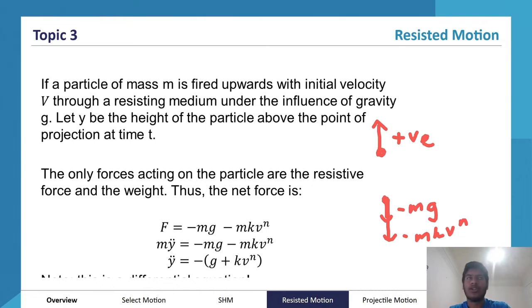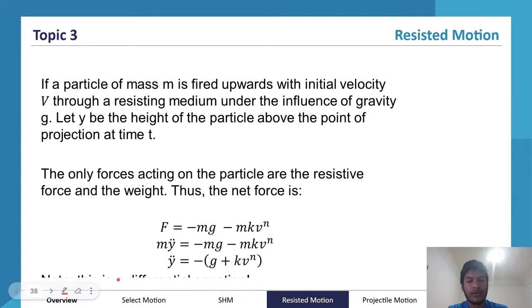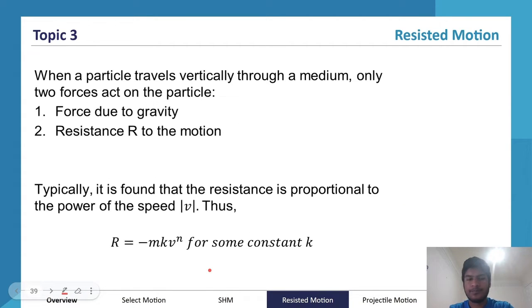Usually n is 1 or 2, depending on the particular problem. So the net force is going to be the gravity, which is pulling down, so minus mg, minus mkv^n, which is also pulling down, equals m y double dot, sorry, mass times acceleration in the y direction. You can do a bit of cancellation, and that will give you y double dot equals minus g minus kv^n. Okay.